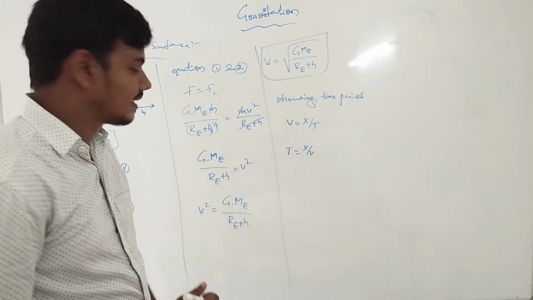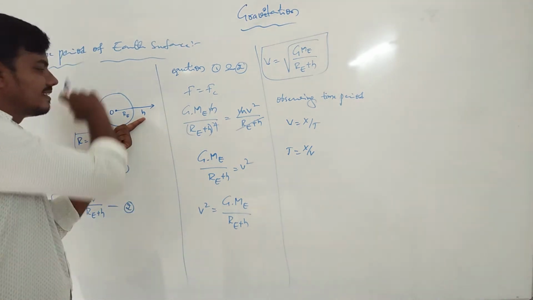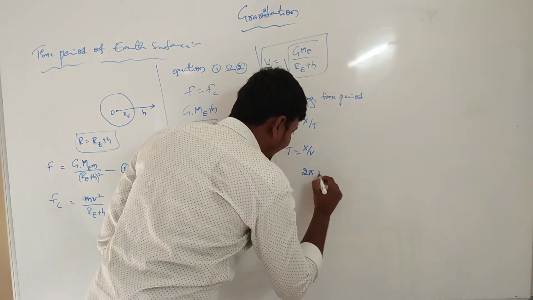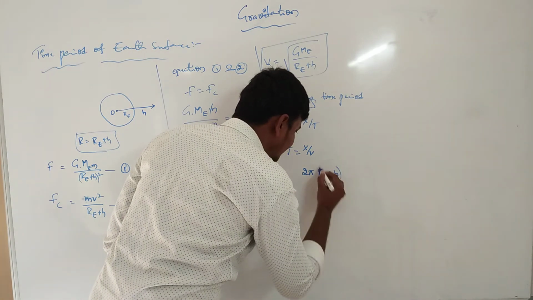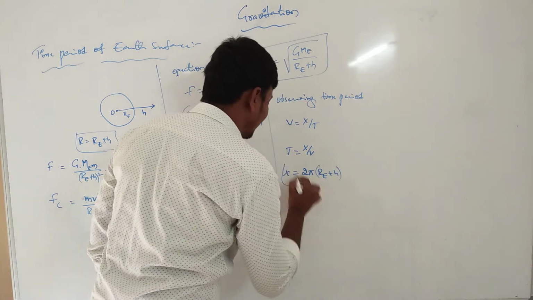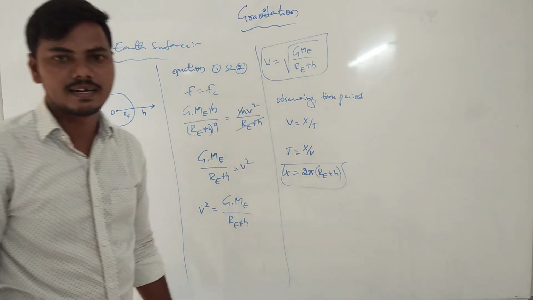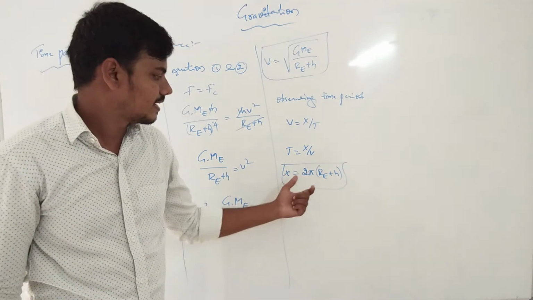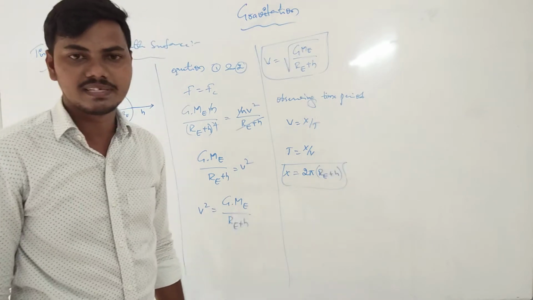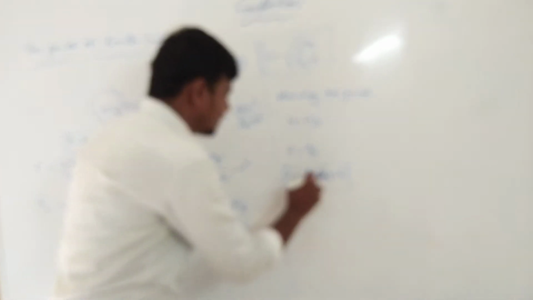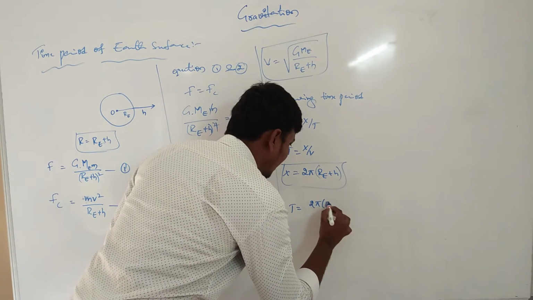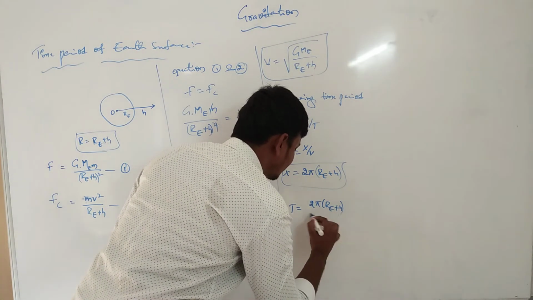Since the orbit is circular, the displacement applicable here is 2 pi times the radius, 2 pi (R E plus H). So x is equal to 2 pi (R E plus H). Now substituting into the equation, T is equal to 2 pi (R E plus H) by v.